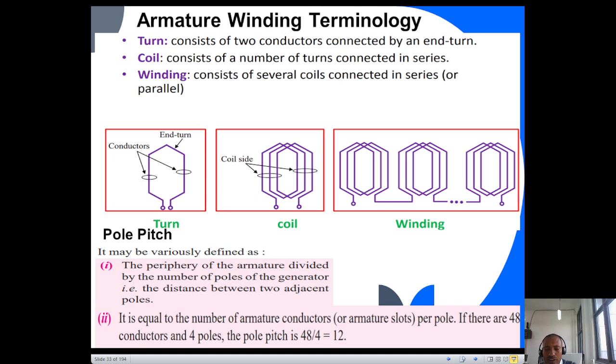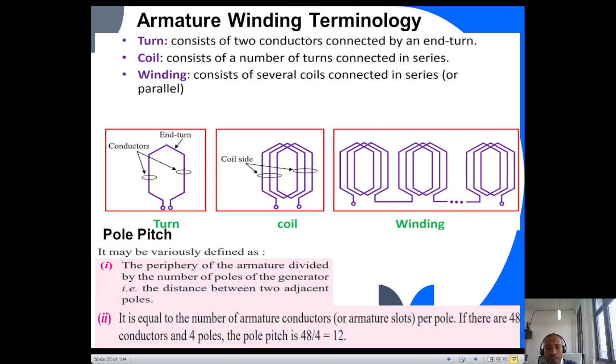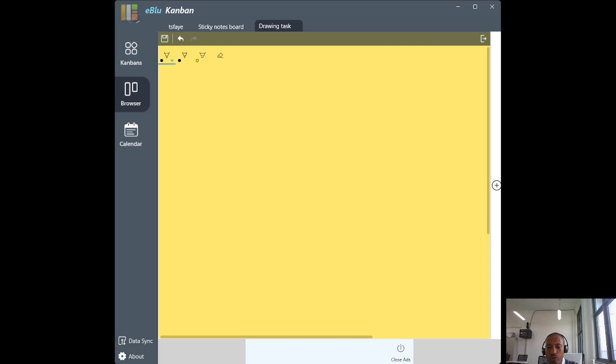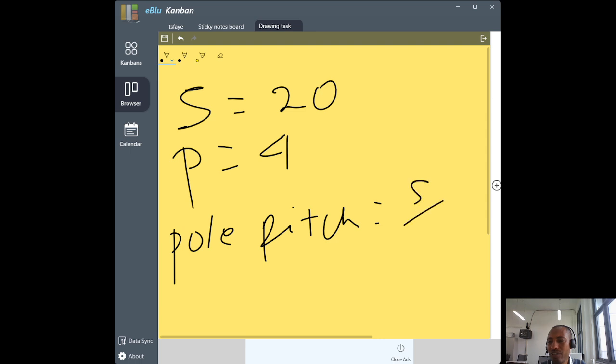For example, if my generator has got a number of slots of 20, and if it has 4 poles, so my pole pitch is equivalent to S by P, which is 20 by 4. So the pole pitch is 5 slots.